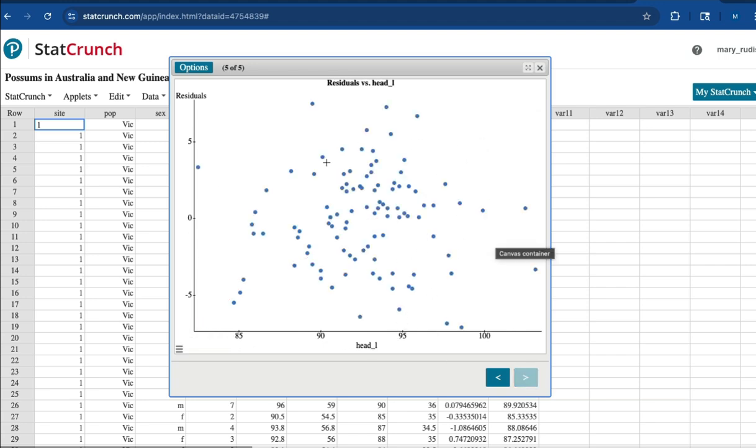Clue number 4, your residual plot. This is a scatter plot of your residuals, okay? Not the x versus y. This is the residuals themselves. And this plot needs to be showing no pattern at all.